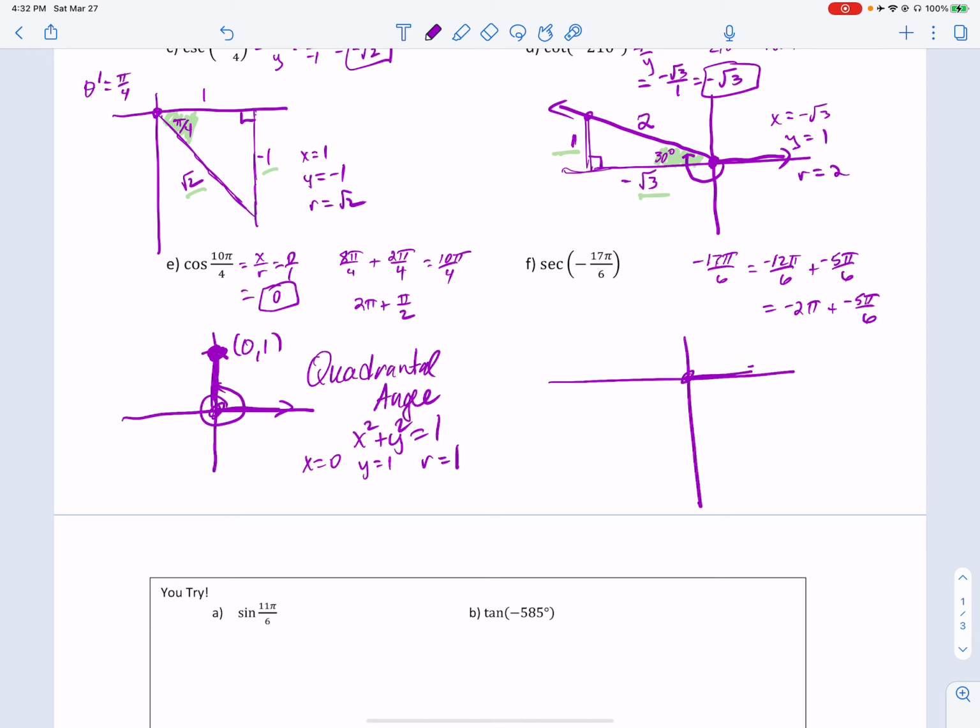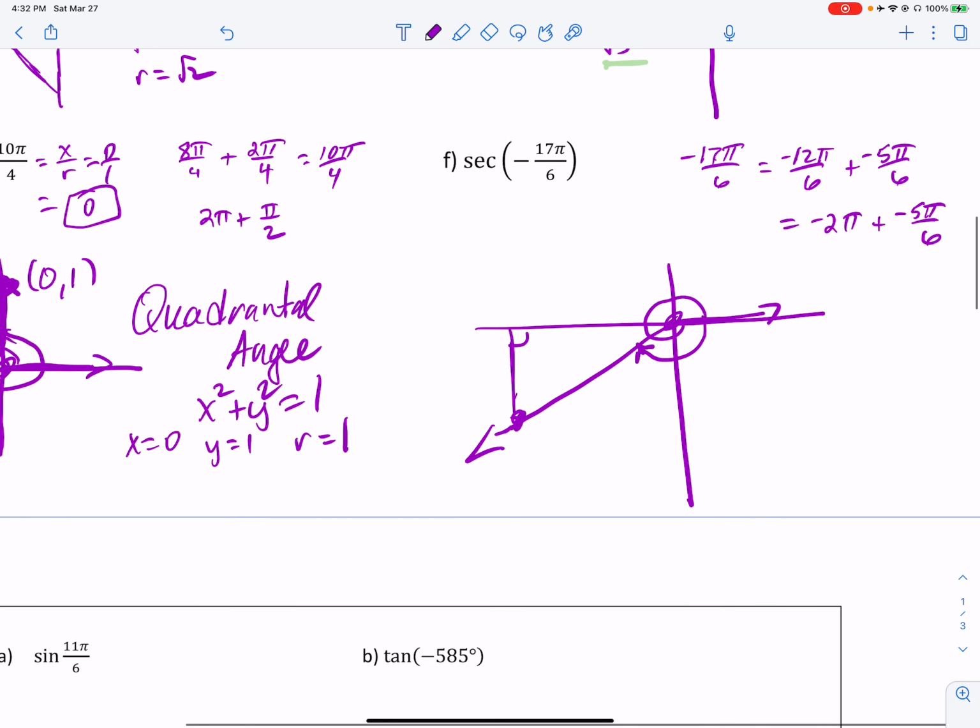You're going to have your initial side, you rotate clockwise a full rotation, and a negative 5 pi over 6 is 1 pi over 6 short of a half turn. So pick a point on there, draw a triangle, and that reference angle right here is pi over 6. My theta prime is pi over 6. That's that 30 degrees. So use your 30-60-90 triangle where the hypotenuse is 2, opposite that 30 degrees the short leg is 1, and the long leg is root 3.